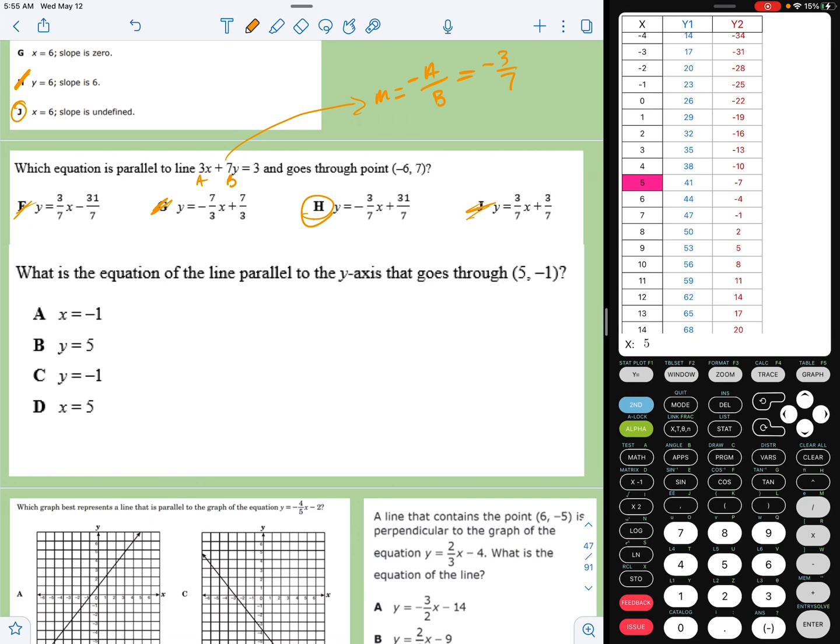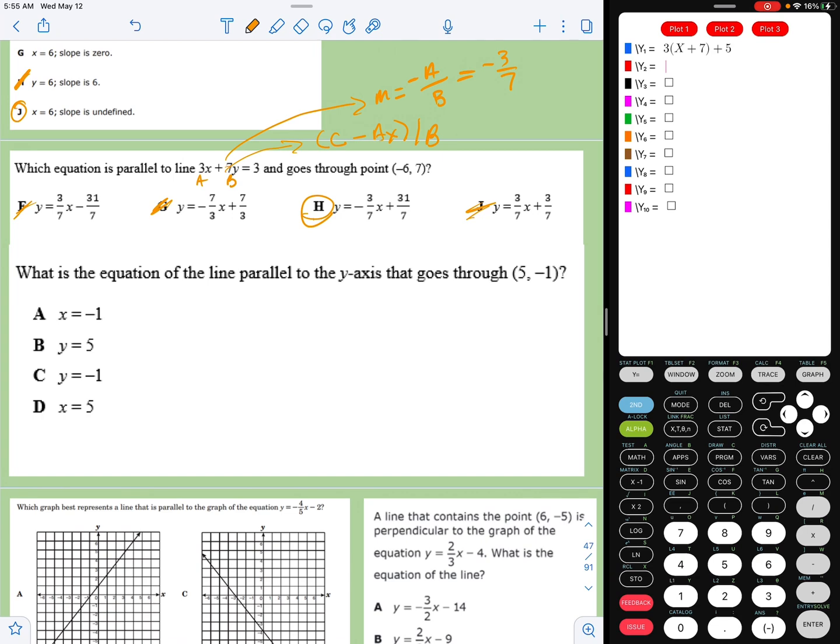We could also, if we choose to, turn this into slope-intercept form. All right, and in order to do that, we need to take our C, right? Subtract our AX and divide it by B. If you can remember that, then we can go into y equals here. Let's clear out what's there and plug this in. C, which is 3, minus our AX, close parentheses, divided by our B, which is 7. And what do we get?